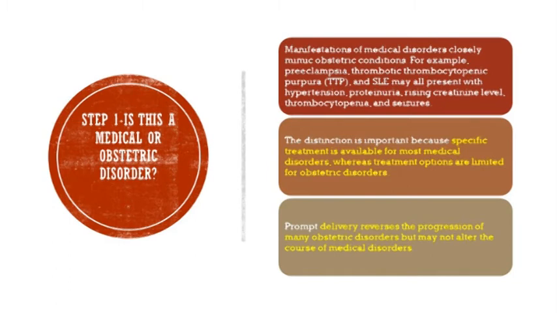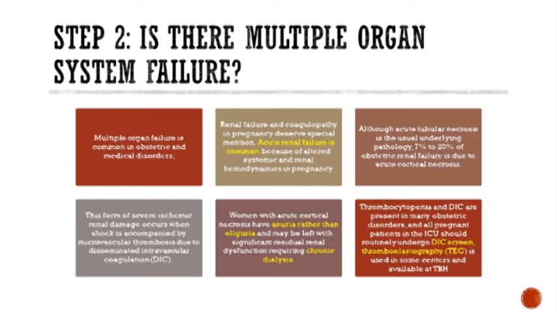So step 1 is to distinguish between a medical or obstetric disorder. Manifestations of medical disorders closely mimic obstetric disorders. For example, preeclampsia, TTP, and SLE may all present with hypertension, proteinuria, a raised creatinine, thrombocytopenia, and seizures. The distinction is important because specific treatment is available for most medical disorders, whereas treatment options are limited for obstetric disorders. Prompt delivery will reverse the progression of many obstetric disorders, but may not alter the course of a medical disorder. Multi-organ failure is common in obstetric and medical disorders.